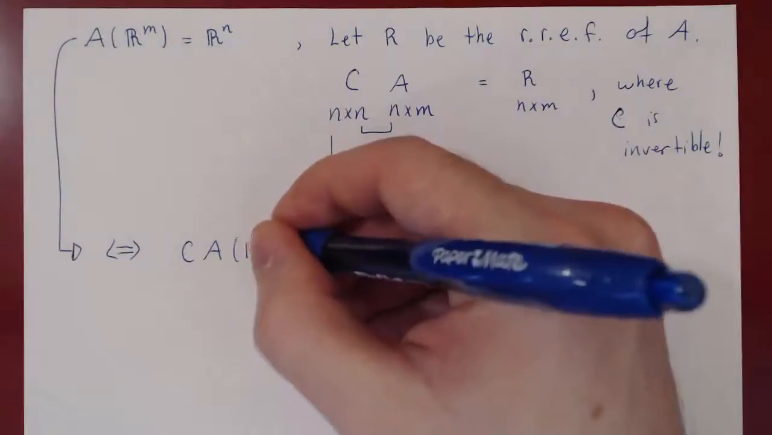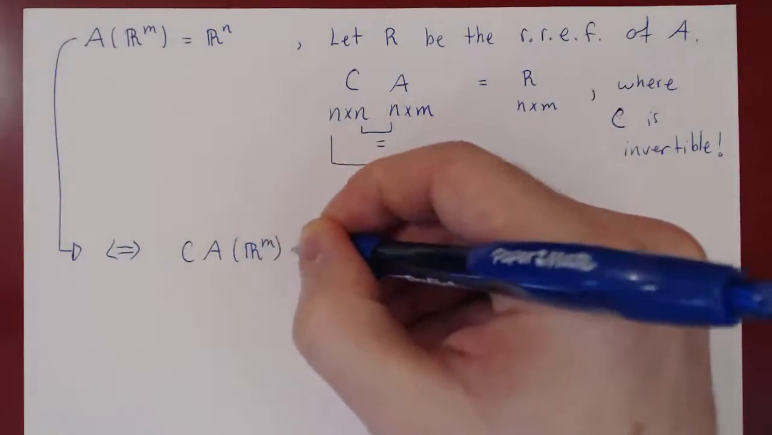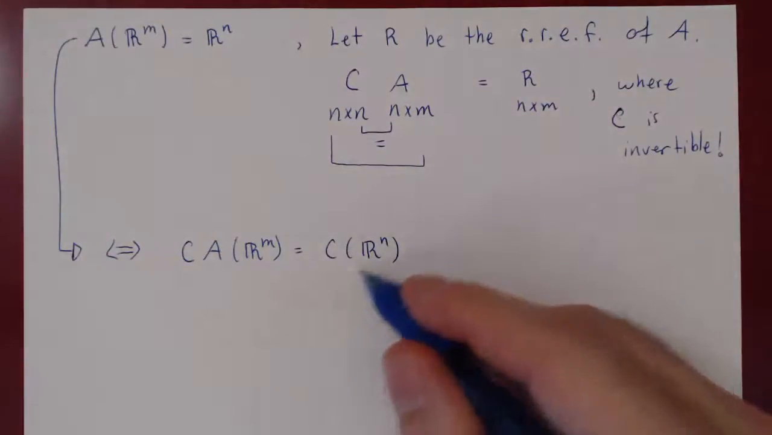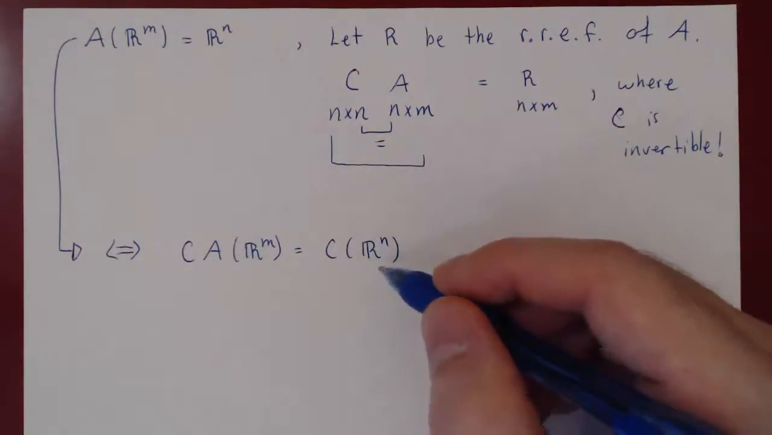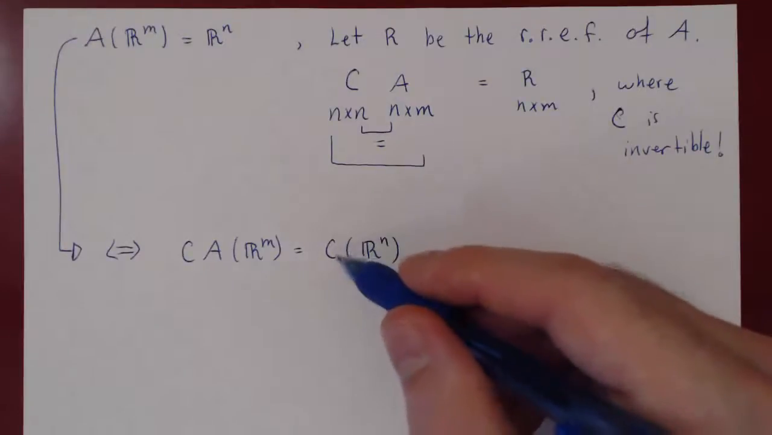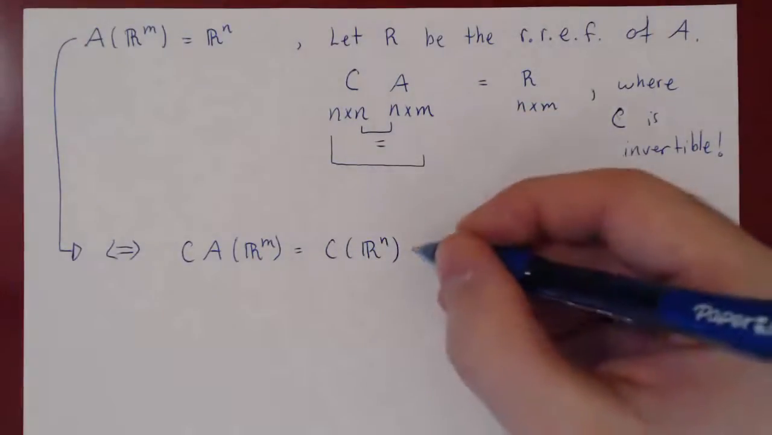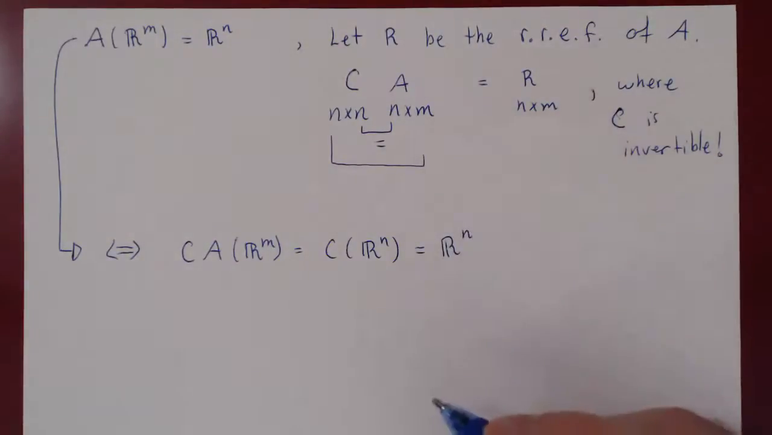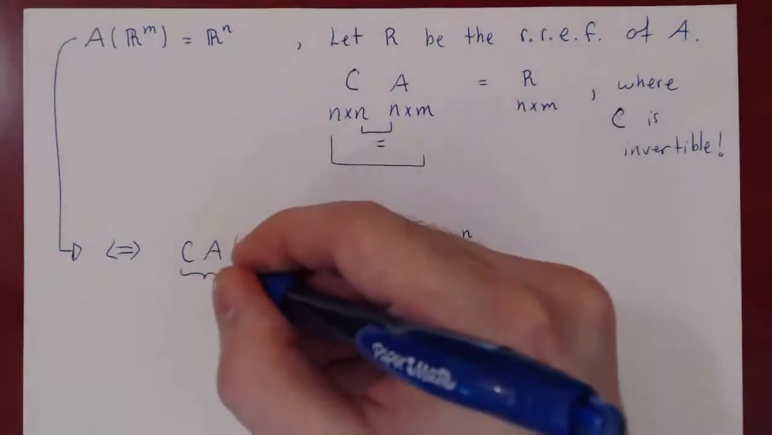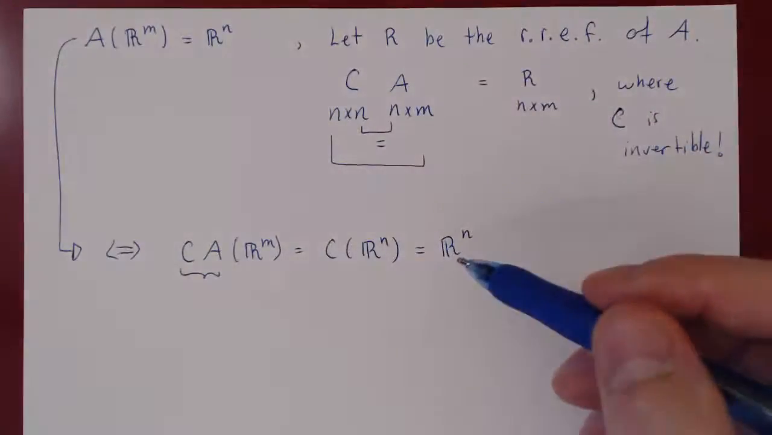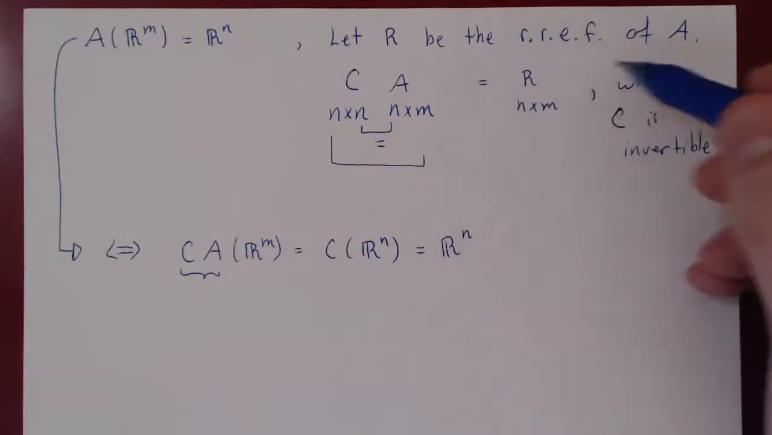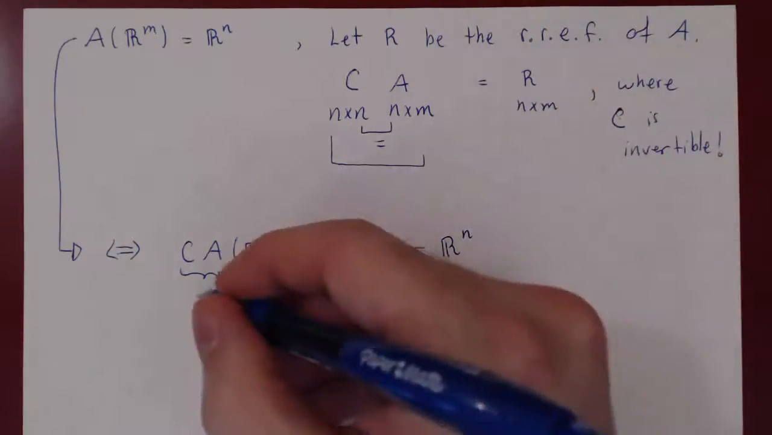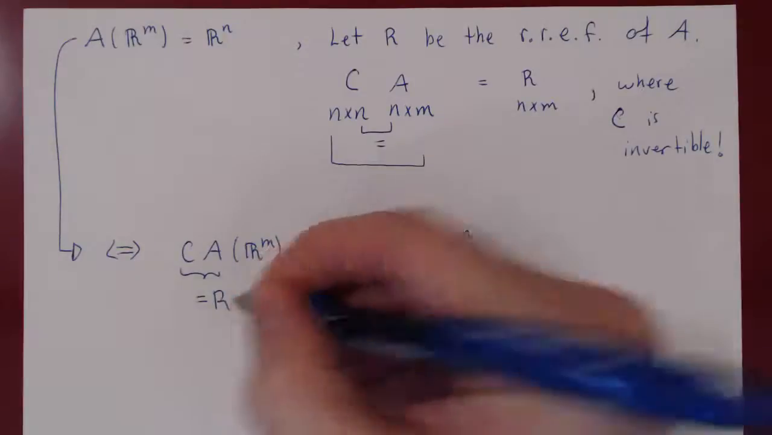So C times A Rm equals C times Rn. But this is our previous result. If you multiply every vector of Rn by an invertible n by n matrix, nothing happens. You get Rn back. And C times A, C was built from the elementary matrices used to row reduce the matrix A. And so C times A is the reduced row echelon form of the matrix A.